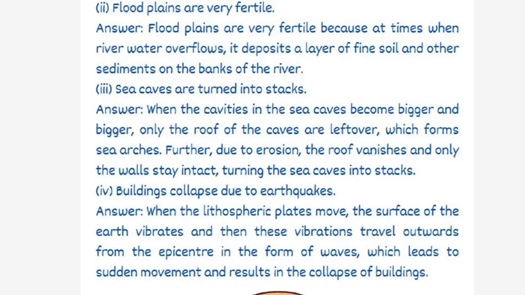Further, due to erosion, the roof vanishes and only the walls stay intact, turning the sea caves into stacks.